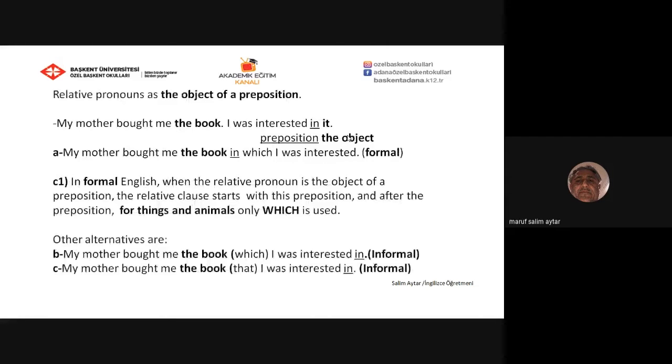We can use relative pronouns as the object of a preposition too. Let's focus on the example given here on the screen. My mother bought me the book. I was interested in it. Here, it is the object of the preposition in. So, when we join them, when we use it in a relative clause, see how we make it? My mother bought me the book. The preposition here comes at the very beginning of the relative clause. My mother bought me the book in which I was interested.